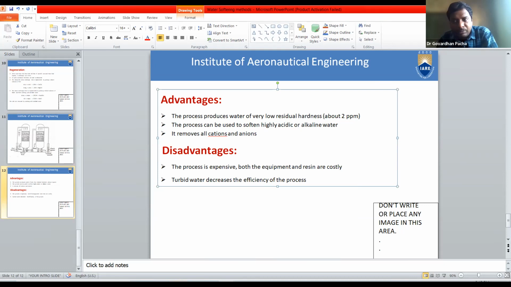Okay, ma, and what is the third advantage, ma? Removes all cations and anions. Okay, it is applicable not only to single ions, but to both cations and anions. And what are the disadvantages of ion exchange process, ma? Expensive. The process is expensive because it requires both cation exchanger and anion exchanger, including equipment.